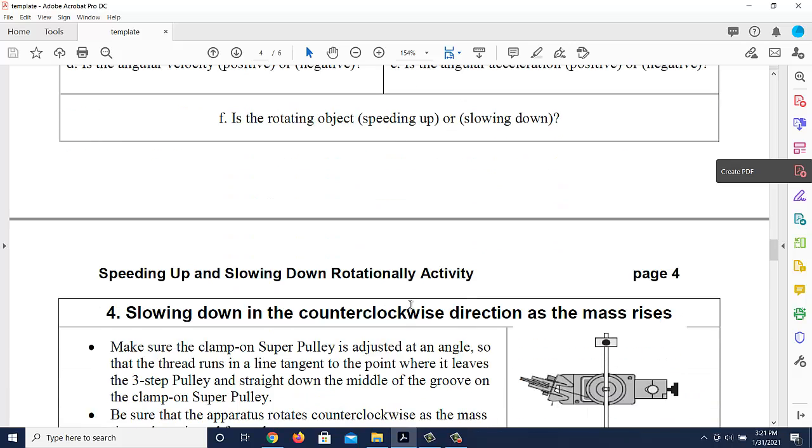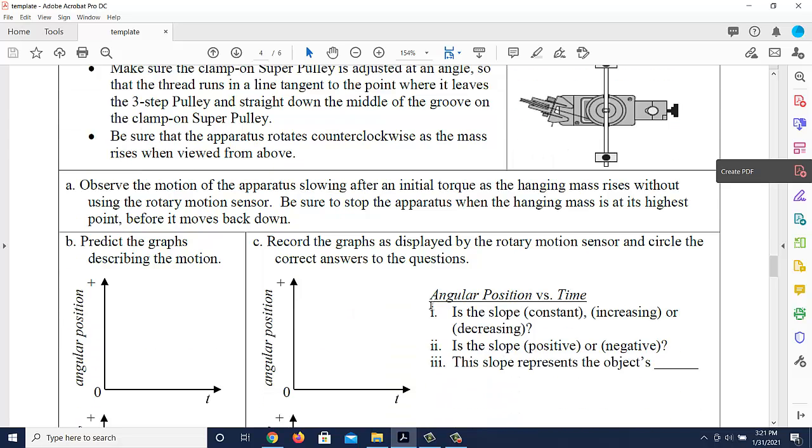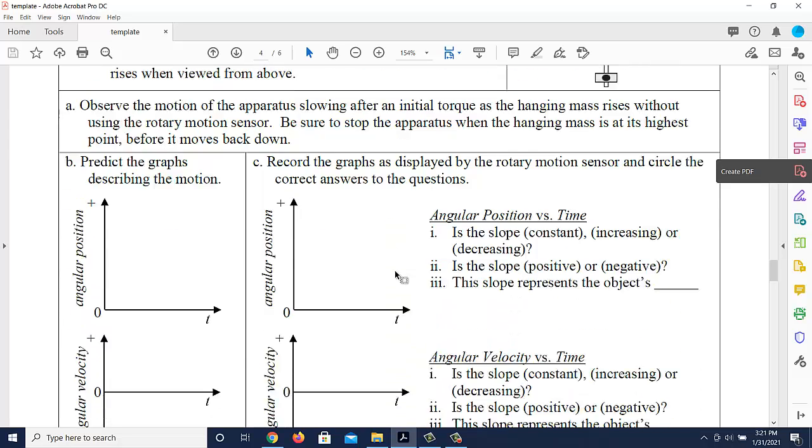Number 4, same setup, except this time it's going to rise, so you're going to have the mass down on the table. You're going to give it a little torque. Please, again, you only want it to go up and stop. You don't want it to smack into the masses, otherwise you're breaking very expensive equipment.